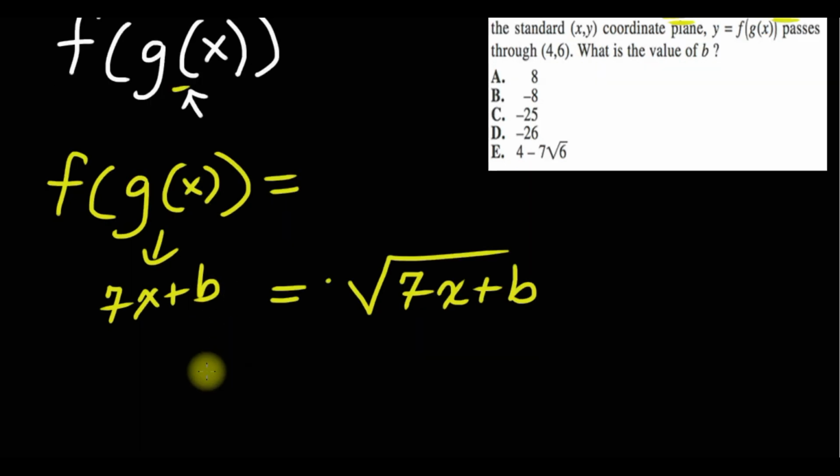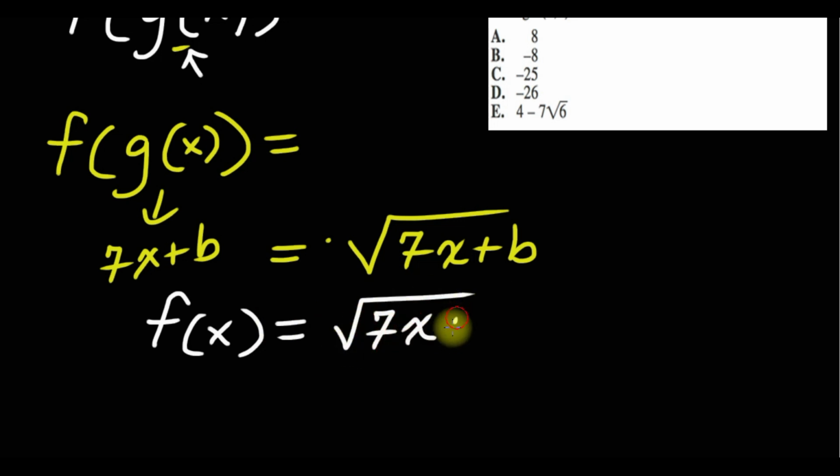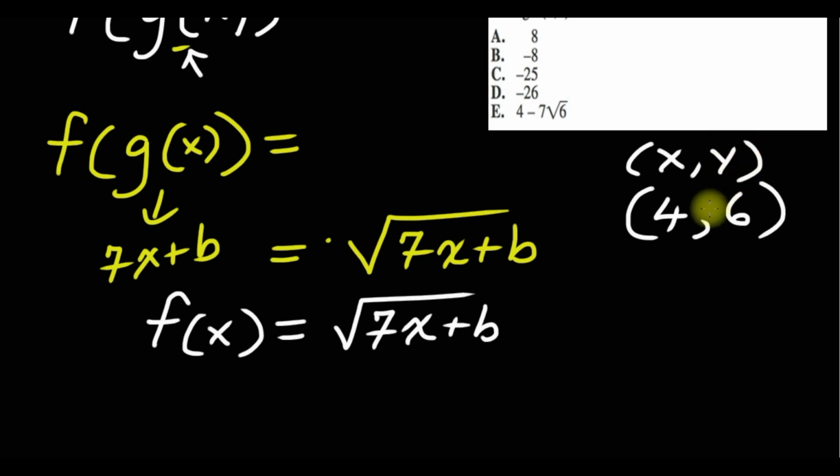So I'm going to rewrite this whole thing again. This is f of x, which is going to be the square root of 7x plus b. So we have this equation that we can use to work with. Now that we know that this function passes through the point 4, 6, this is going to be your x, y. So x is 4 and y is 6, we can replace those numbers and then solve for b. That is what we're looking for.